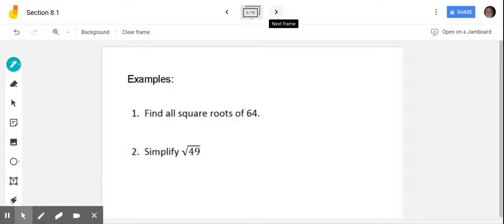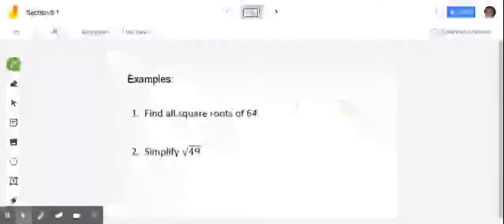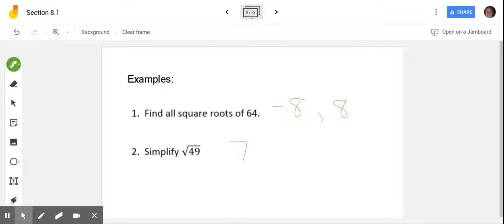Okay? Find all square roots of 64. That's anything that I can multiply by itself to get 64. So it would be negative 8 and 8. Simplify radical 49 or square root of 49. These can only be positive answers, so the answer is positive 7.